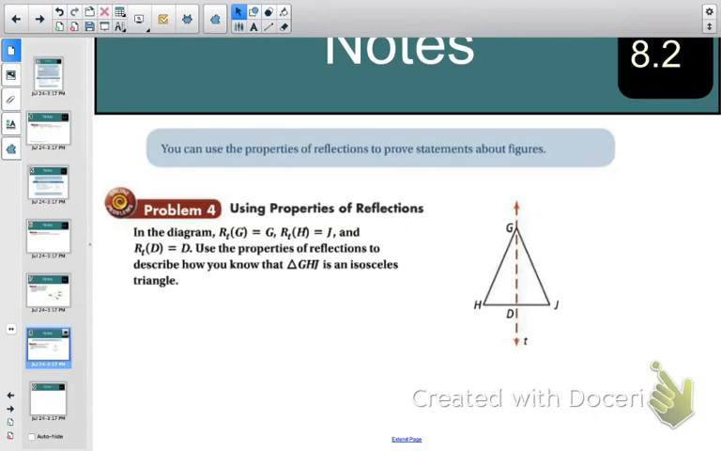Okay, so you know that G and G are the same point. You know that H and J are reflections of each other. So that tells us that GH should be the same as GJ. And because those two are the same, that tells us it's isosceles because at least 2 of the sides are the same. Okay, we don't know if it's equilateral or not because we don't know about this third side right here. Alright, and that is all for reflections.